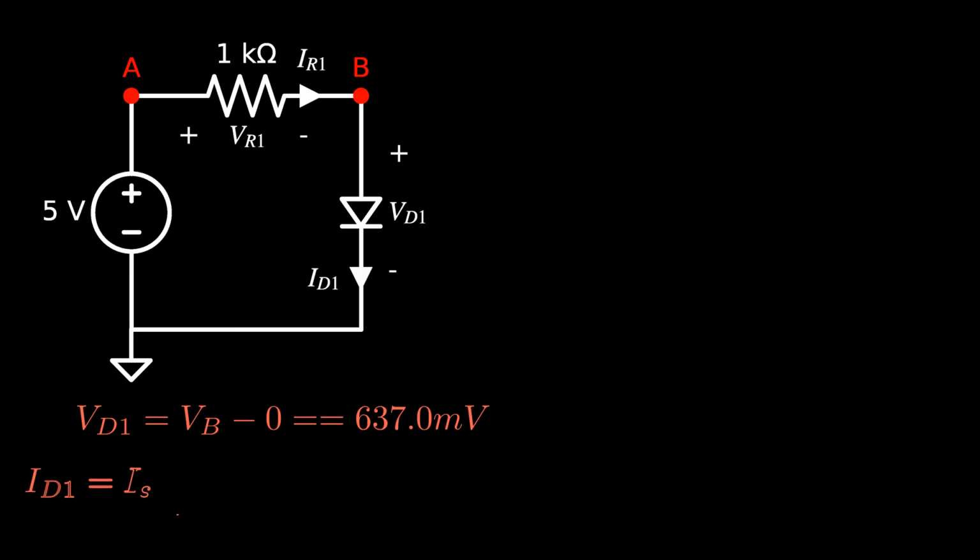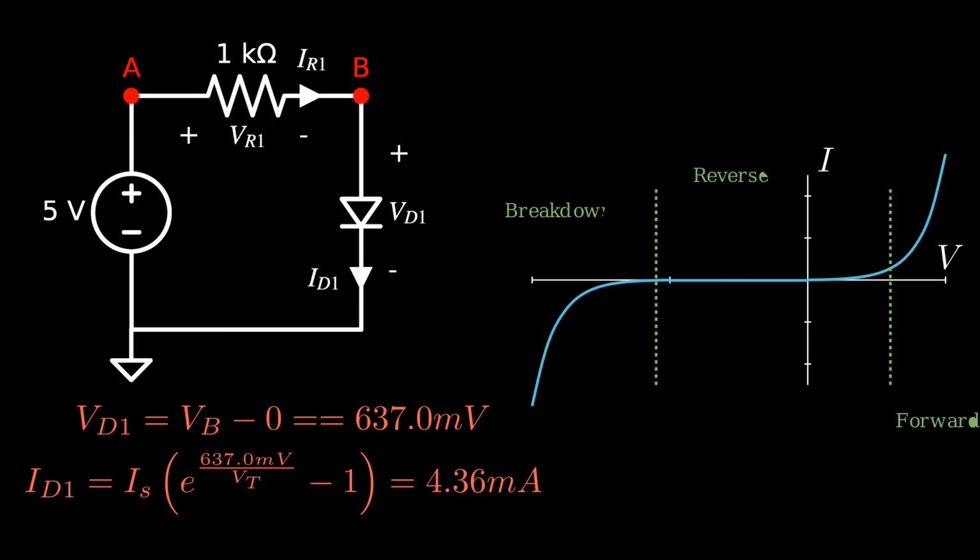We check this assumption by calculating the operating point of the diode. That includes the voltage across the diode and the current through the diode. Now, let's recall the plot of the volt-amp relationship for a diode from the previous video. If we plot the operating point, we can see that it resides in the interval for the forward biased region of the piecewise function. This indicates that the assumption led to a feasible solution.